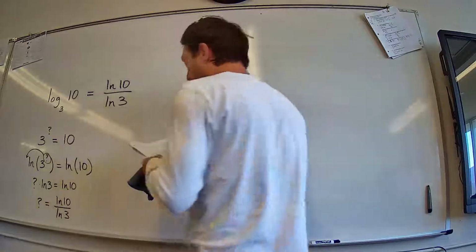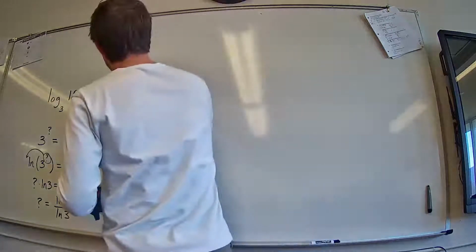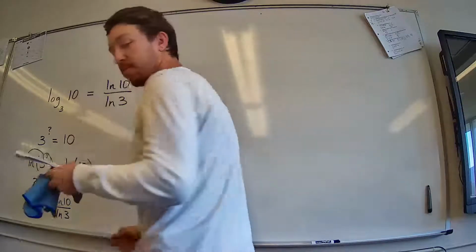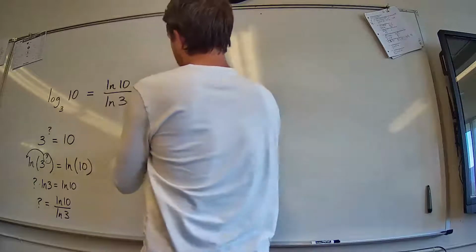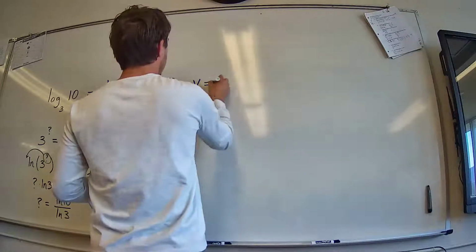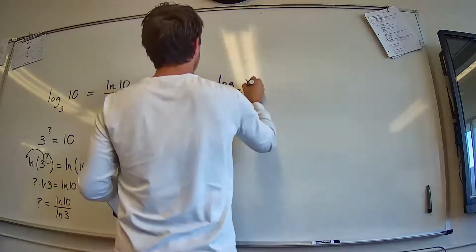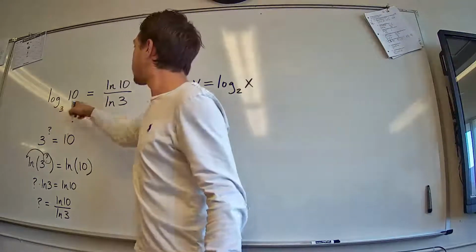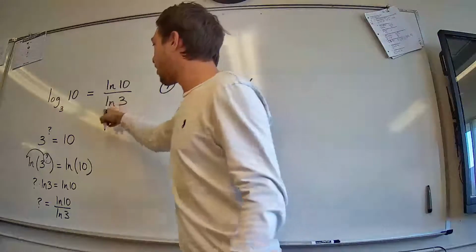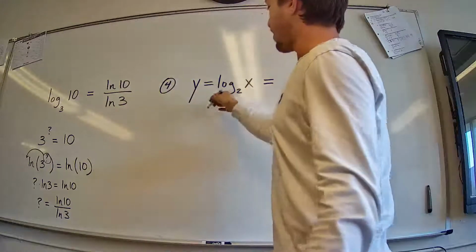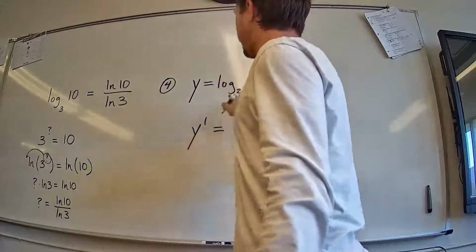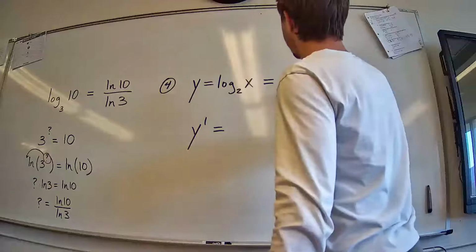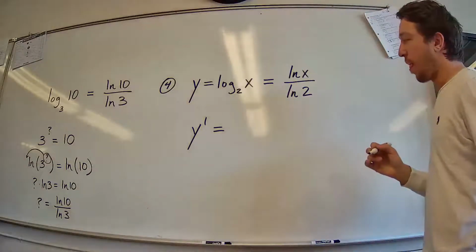So for number 4 on our assignment, I'll just write y equals log base 2 of x. Look at that: log base 3 of 10 is equivalent to natural log of 10 over natural log of 3. So before I take the derivative, how am I going to write this? Natural log of x over the natural log of 2.